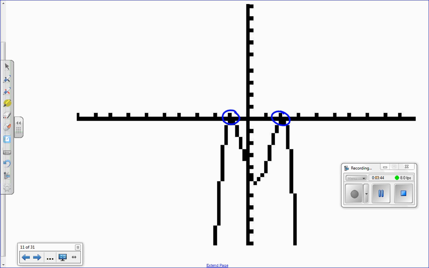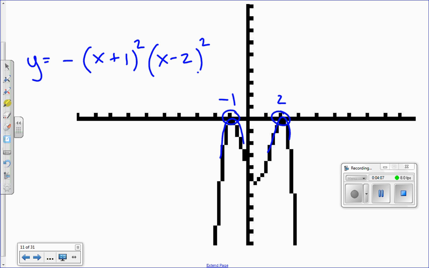What you should have done here is recognize that we have a 0 at -1 and a 0 at 2. That's going to be x plus 1, but it's going to be to the second, and that's going to be x minus 2 to the second, because both of these bounce off on those intercepts. Now, the end behavior shows that we have a negative coefficient, so we just have to throw a negative in front. So if you were to graph this in your calculator, this is the graph that it would produce.